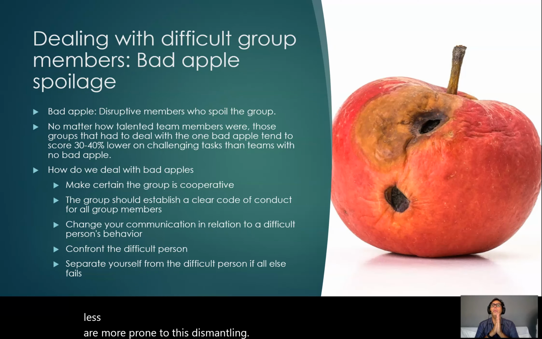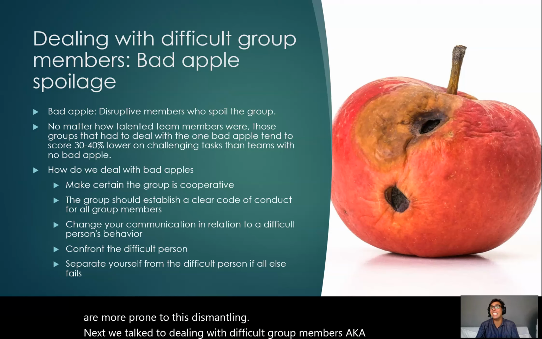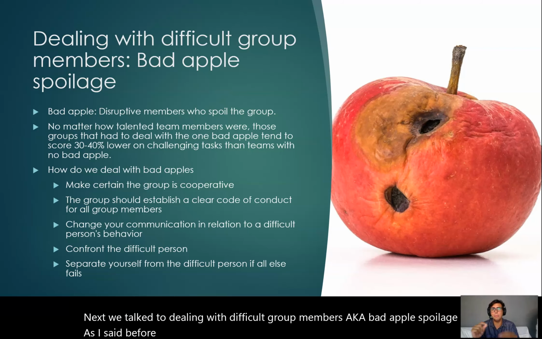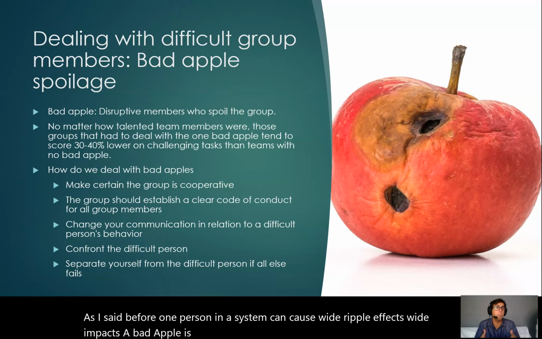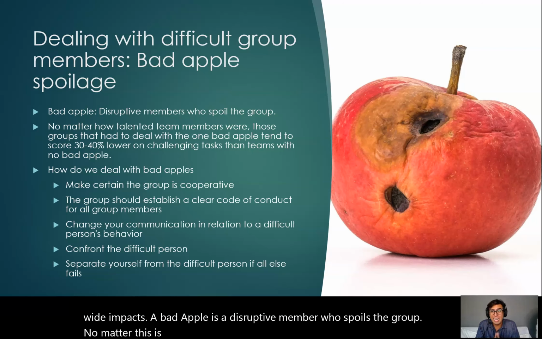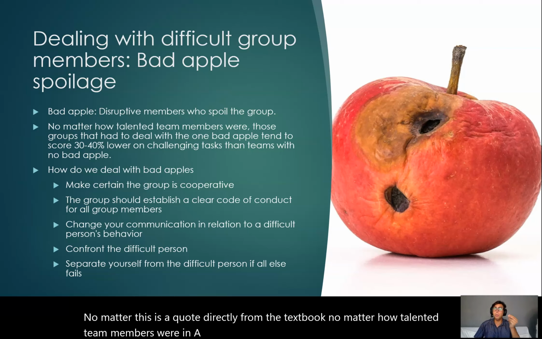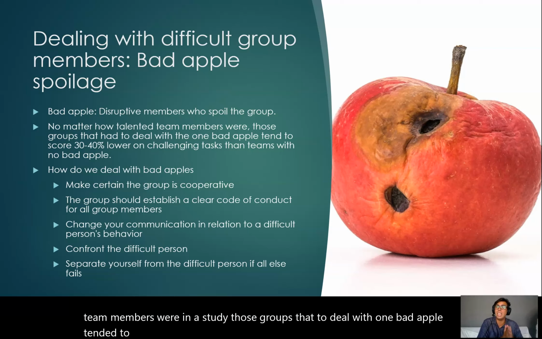Next, we talk about dealing with difficult group members, aka bad apple spoilage. As I said before, one person in a system can cause wide ripple effects, wide impacts. A bad apple is a disruptive member who spoils the group. This is a quote directly from the textbook: no matter how talented team members were in a study, those groups that had to deal with one bad apple tended to score 30 to 40% lower on challenging tasks than teams with no bad apple.